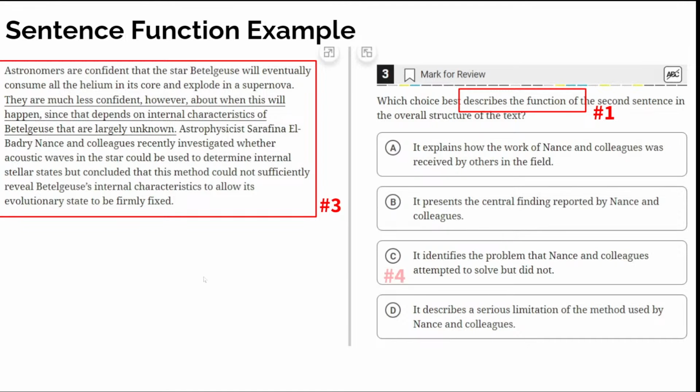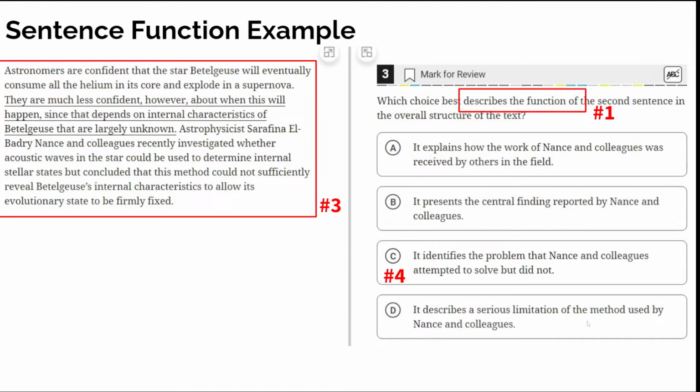It doesn't describe limitations of a method. Now, again, you might be able to just look at the answers, eliminate the others, and choose the right one. I find it's really fast to just look at this very quickly. Again, I'm not reading every single word and trying to understand every single detail. I'm just looking at the key words. And I see Betelgeuse will eventually explode. Cool. But we don't know when. And they investigated whether they could do this thing to figure that out, but they could not. Okay, just trying to simplify.